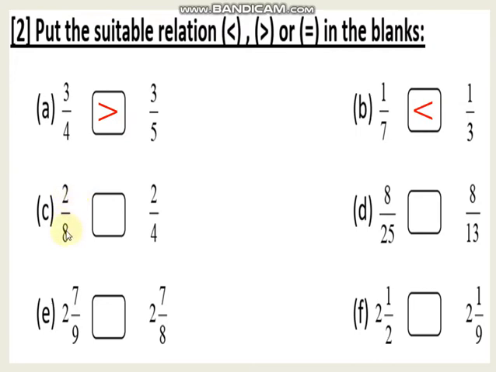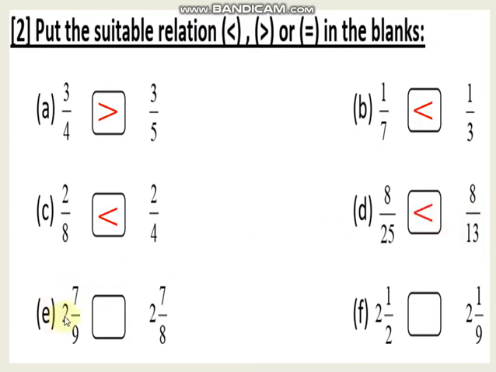Letter C. 2 over 8 or 2 over 4? The same numerator, choose the smaller denominator. Here 2 over 4 is greater than 2 over 8. Letter D. 8 over 25 or 8 over 13? The same numerator, choose the smaller denominator. The smaller denominator here is 13, so 8 over 13 is greater than 8 over 25.